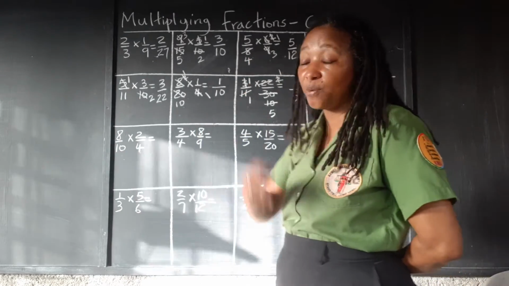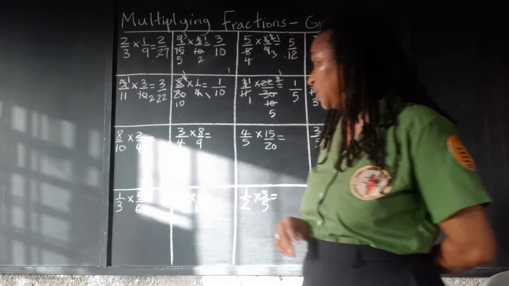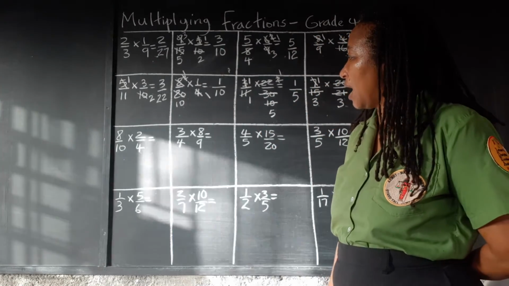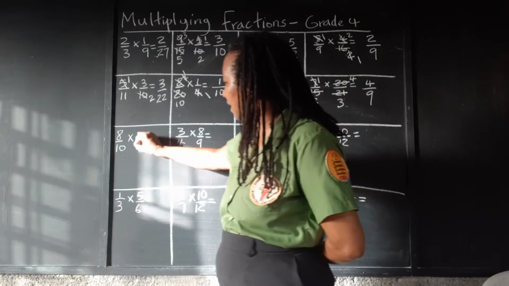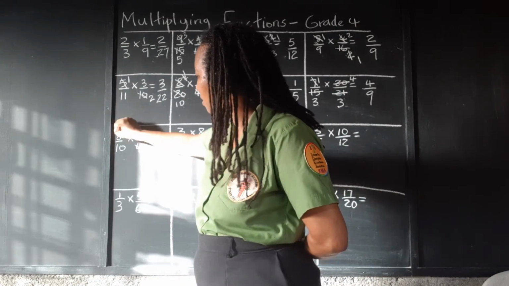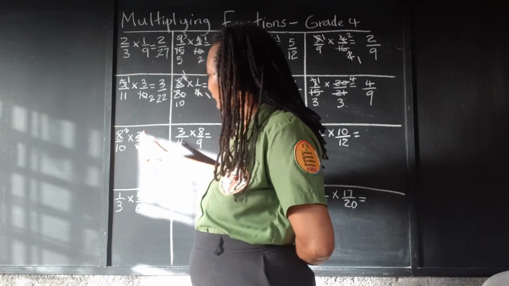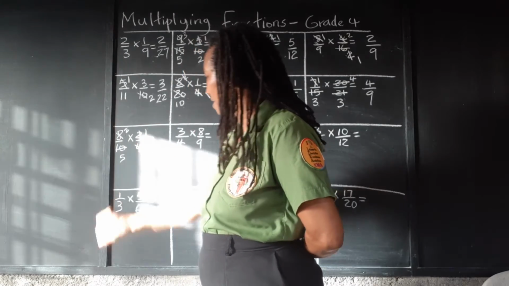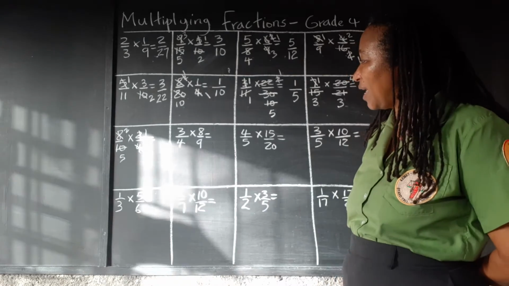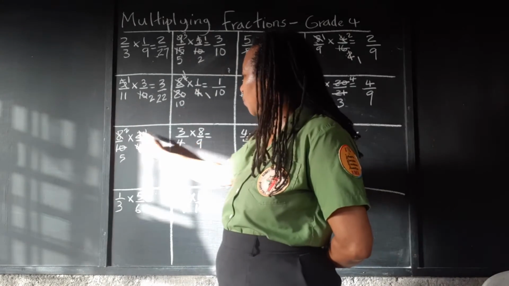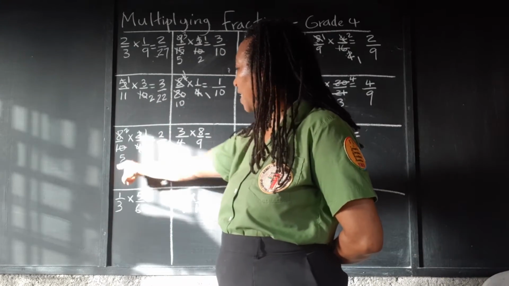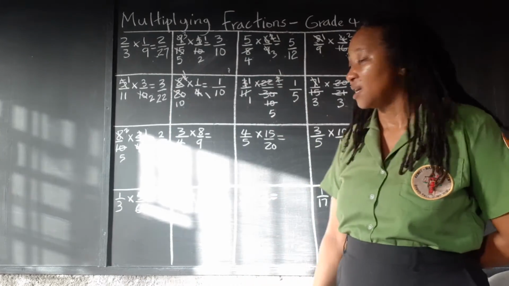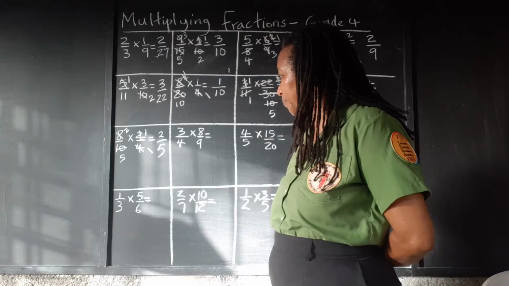We can go any way we want with this one, any which way, several ways. So I'm going to use the 4 to cancel. 4 into 4, 1, 4 into 8, 2. And then I'm going to say 2 into 2, 1, 2 into 10, 5. So what we're left with, 2 times 1 is 2, and 5 times 1 is 5. So 2/5 is our final answer.